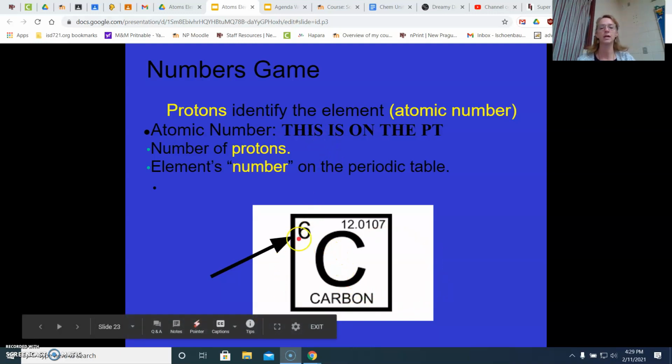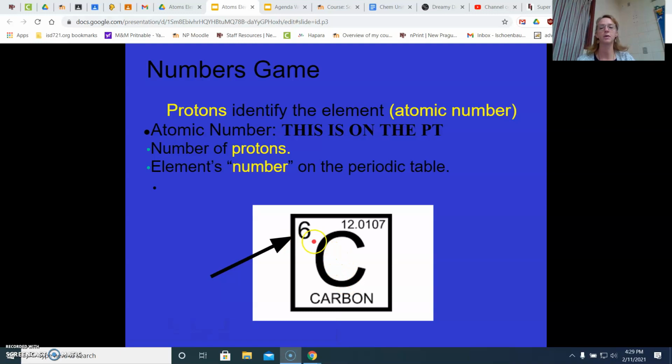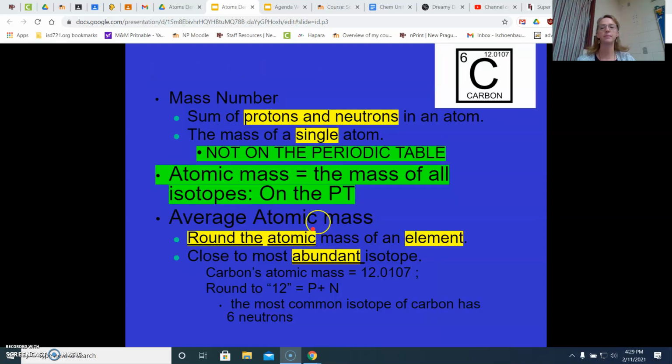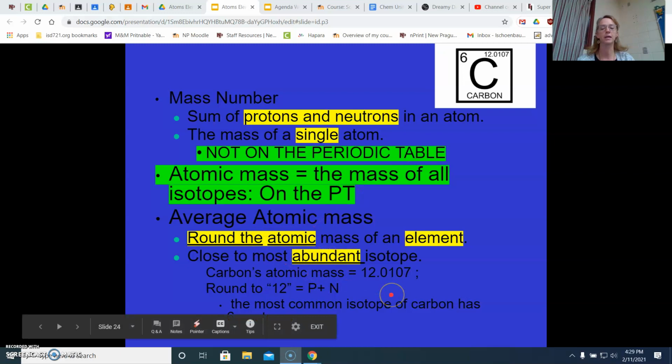So remember, protons identify the element. This is the most important thing. It is the number on the periodic table. It is called the atomic number. Again, the mass number is protons and neutrons of one atom. It's not on the periodic table because it talks about one atom. The atomic mass is when you average all those versions or isotopes and you get that decimal number. When you round the atomic mass, you find the most abundant isotope.